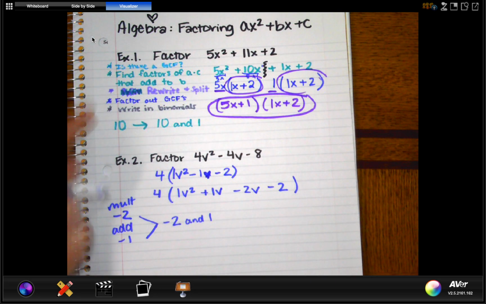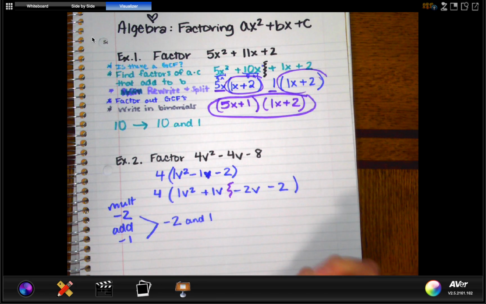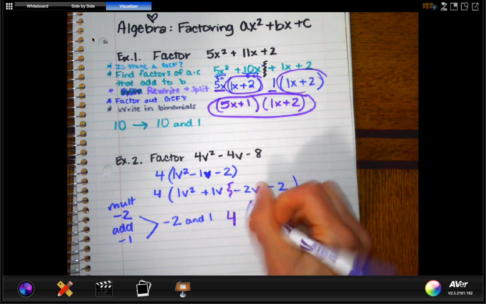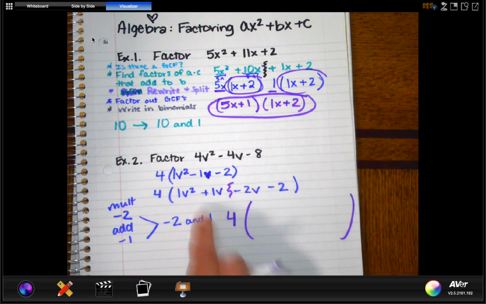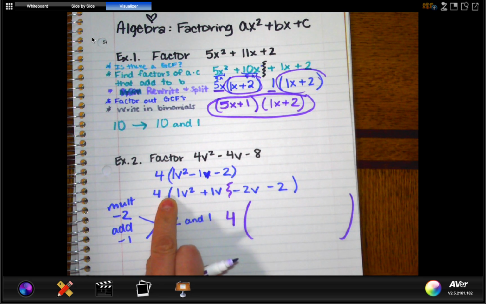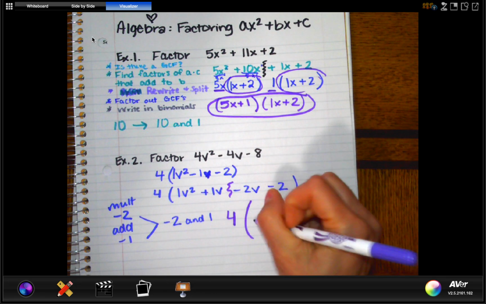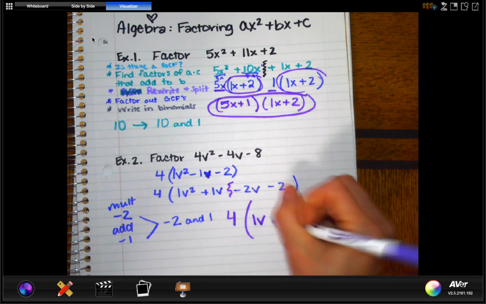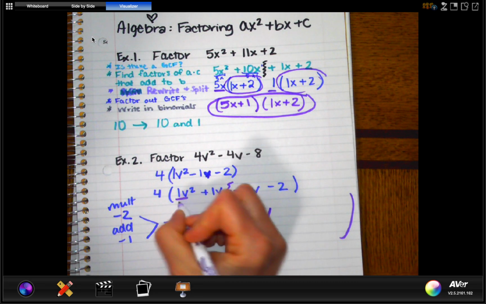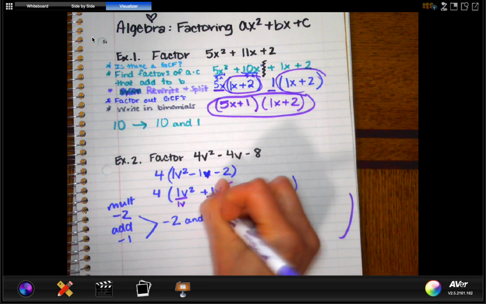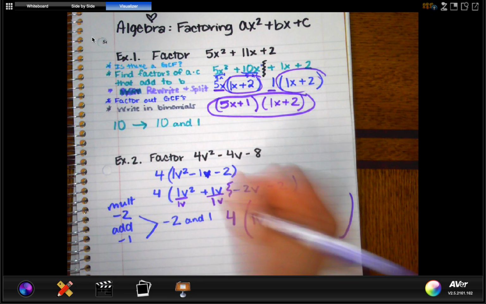Okay, now we're going to split it up and factor out GCFs. If I split that down the middle there, I'm going to keep the 4, right? And I'm going to do some big brackets here. The greatest common factor of 1v squared and 1v would be 1v. So let's take that out. If I take that out here, I am left with just plain old v. And if I take that out here, I'm left with 1.